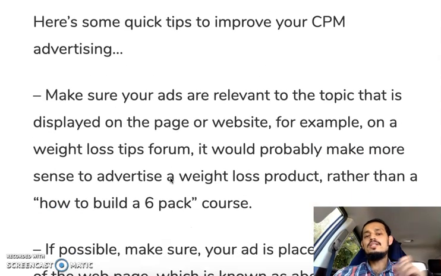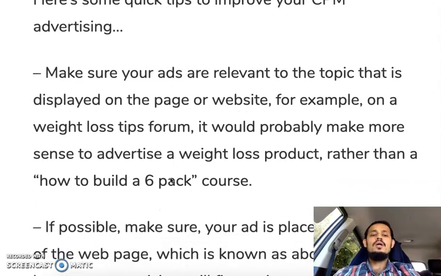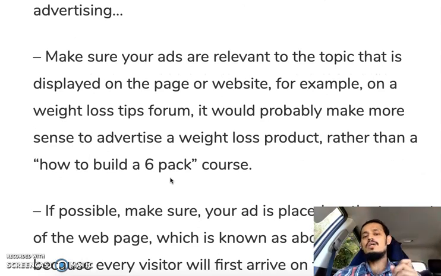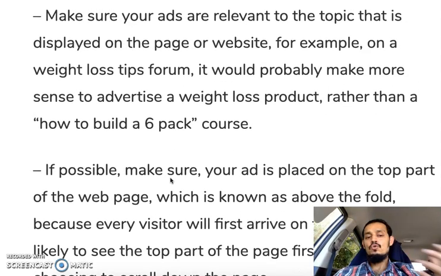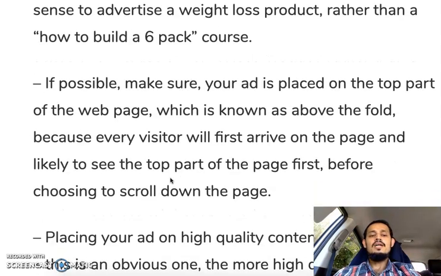Okay, so here are some quick tips to improve your CPM advertising if you do wish to advertise using CPM. Make sure your ads are relevant to the topic that is displayed on the page or website. For example, on a weight loss tips forum, it would probably make more sense to advertise a weight loss product rather than a how to build a six-pack product course. It's just common sense sometimes, but it always works. If possible, make sure your ad is placed on the top part of the web page, which is also known as above the fold.